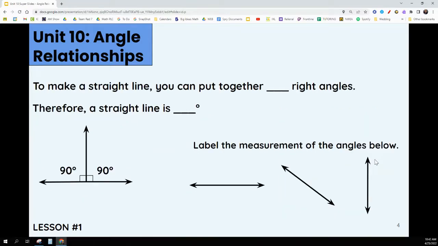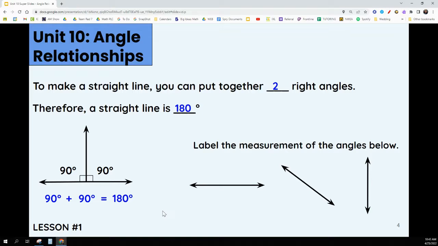To make a straight line, you can put together how many right angles? So let's see, how many right angles make a straight line? Here's a straight line right here. And if you look, it's 2 back-to-back right angles. So 2 right angles make a straight line. And since each right angle is 90 degrees, therefore a straight line is 180 degrees. If you add the two 90 degrees together, you'll get a sum of 180 degrees.